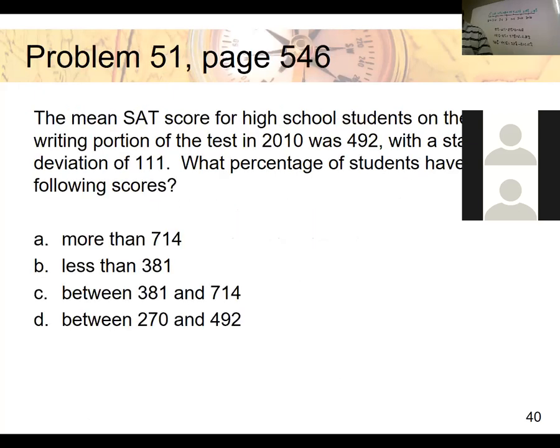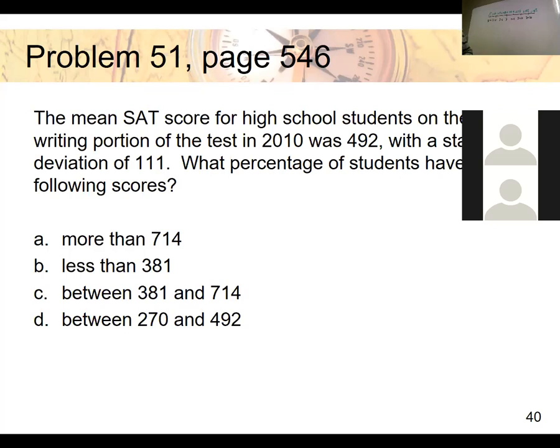Okay. Let's look at problem number 51. It says that the mean SAT score for high school students on the writing portion of the test in 2010 was 492 with a standard deviation of 111. What percentage of students have the following scores? In part A, more than 714; part B, less than 381; part C, between 381 and 714; and part D, between 270 and 492.